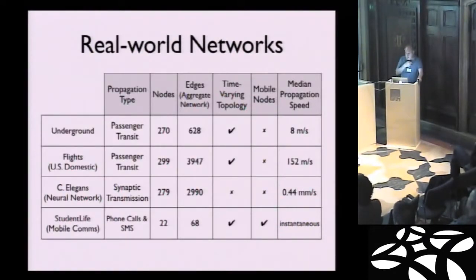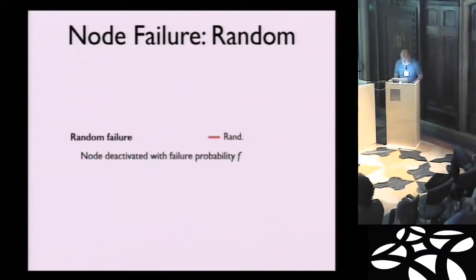The interesting thing here is that the model is able to capture all these 4 cases. The most interesting thing probably is that we have instantaneous propagation if you have a phone call, because you are calling directly your friend, and instead you have the speed of synaptic transmission in the C. elegans, and the median speed for the other networks. Some networks have nodes that are mobile or static, and the topology can be time varying or not.